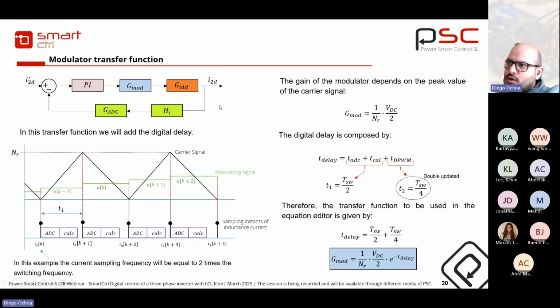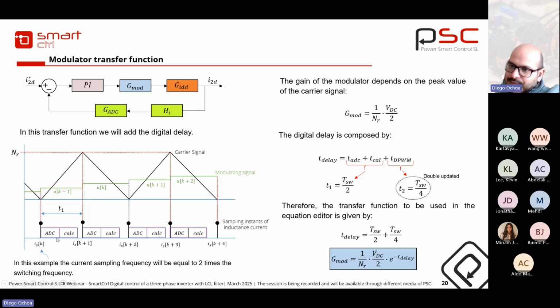Then we also have to consider the modulator gain. The modulator gain depends on the peak value of the carrier signal. In that case, the carrier signal is triangular, so we need to know the peak value of this carrier signal. It also depends on the input voltage, in that case for the three-phase inverter. Also, in the modulator transfer function, we include the delay due to the digital control.